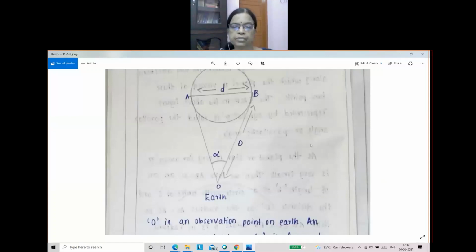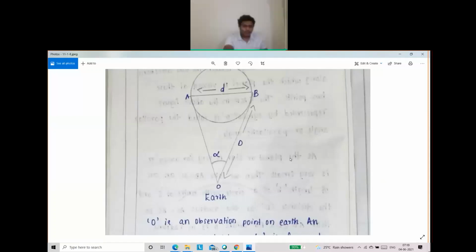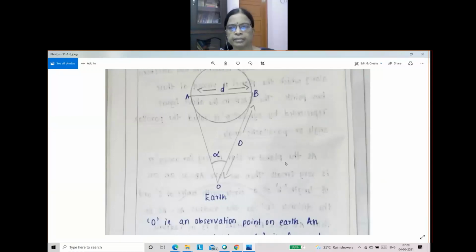So in an observatory, we can see a telescope. Have you seen a telescope in any of the observatories after going there? Have you seen through a telescope? Anyone? Microscope is there in the lab, isn't it? Yes, teacher. What about a telescope? Have you viewed through a telescope? Yes, very good. So you will get an enlarged view, isn't it?